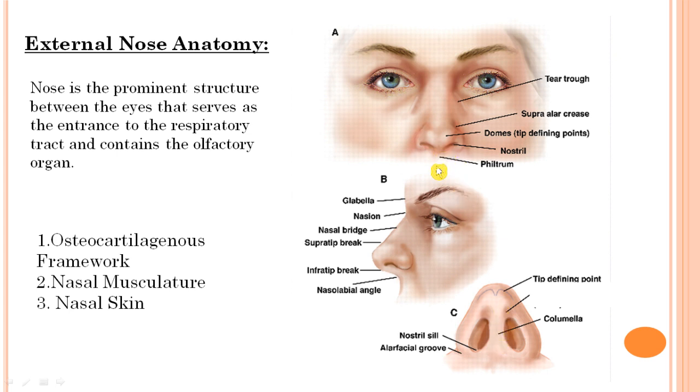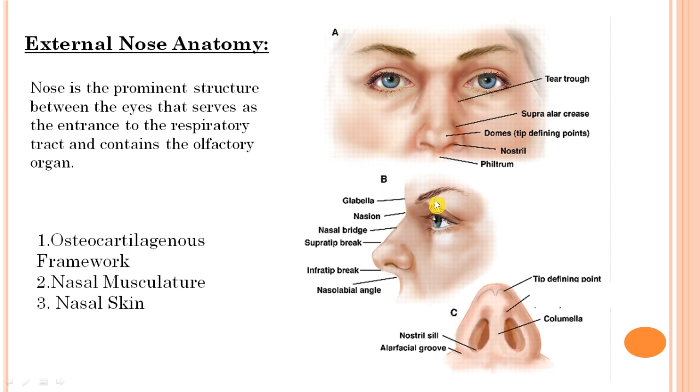And then you have the lips below, and here you see a depression. This depression is called the philtrum. So these are the landmarks you need to know: tear trough, supra-alar crease, ala or domes, the tip, nostrils, columella, and philtrum.